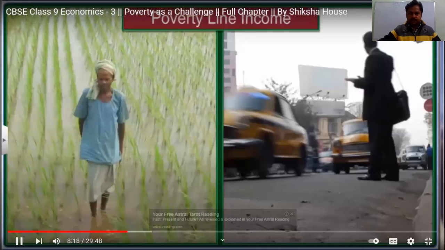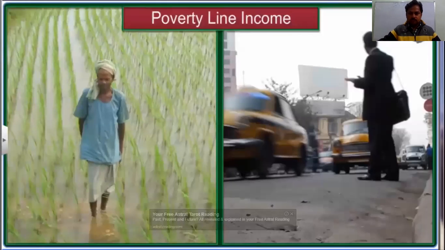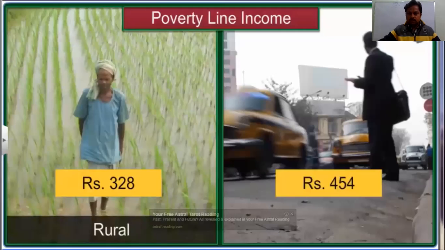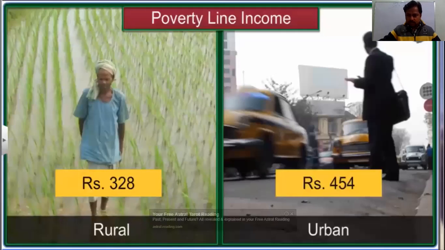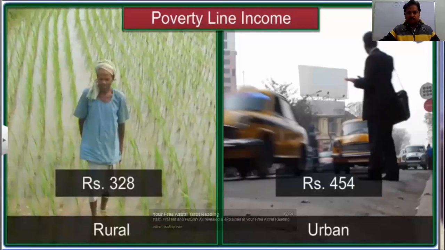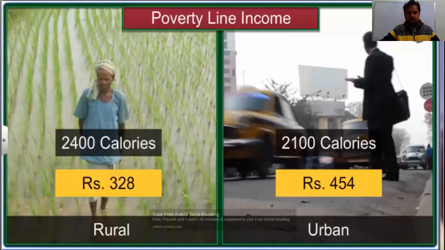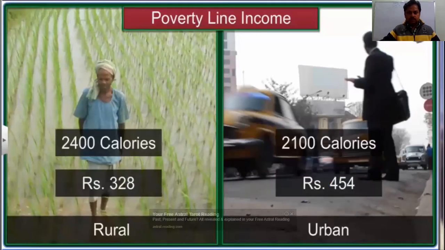In the year 2000, the monthly poverty line income was fixed at 328 rupees per person in rural areas and 454 rupees per person in urban areas. Got it? Note that though the calorie requirement for the people in rural areas is more, their poverty line income is less than the people in urban areas. This is because things are usually less expensive in villages than in big towns and cities.